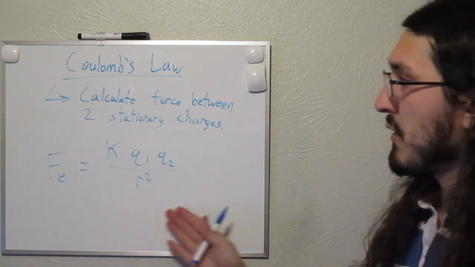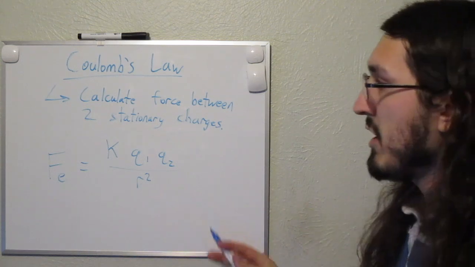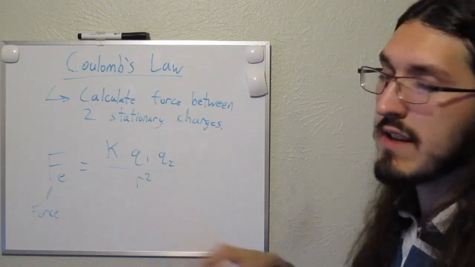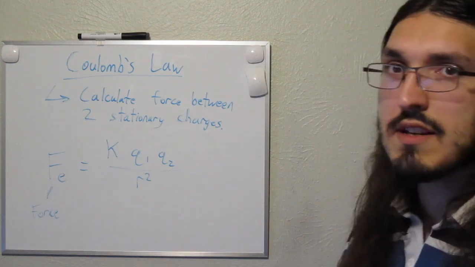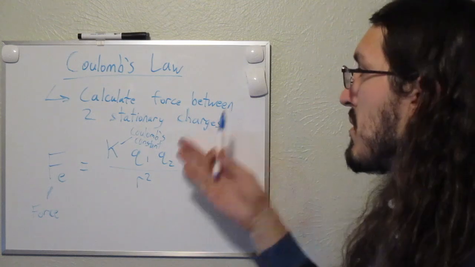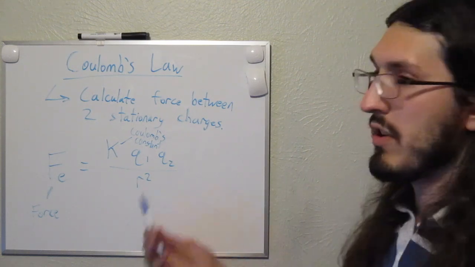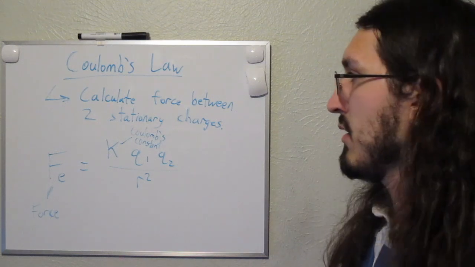Here's my equation for Coulomb's law. I'll go ahead and explain each variable now. So Fe is just the electric force. This K here is a constant. It's called Coulomb's constant. This constant is just a number that doesn't change, but it's always going to be here in the equation, so it's important to include it whenever you're doing math with Coulomb's law.